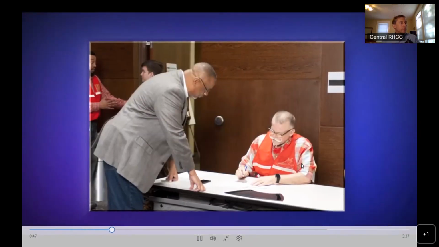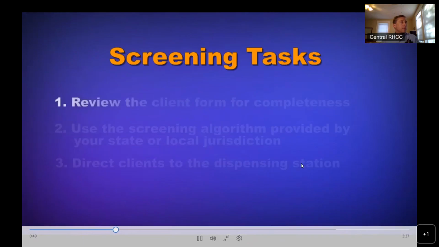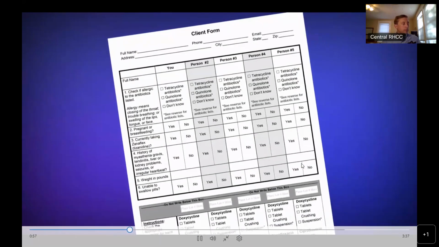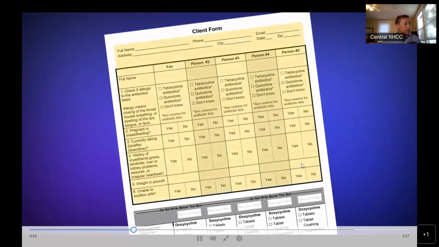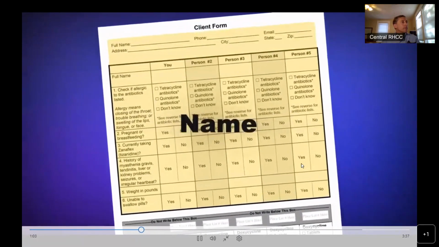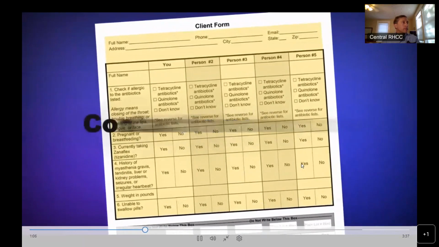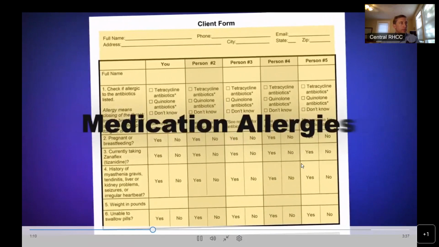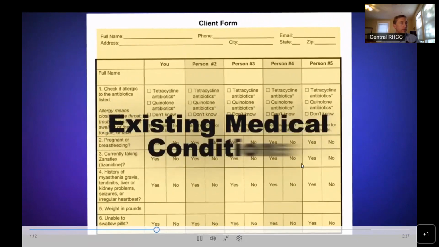As a screener, you'll perform 3 main tasks. Task 1, review the client's form for completeness before determining the appropriate MCM. The form you review will likely be divided into 2 sections. The first section will be filled out by the client, which will require information such as name, contact information, children's weights, current medications, medication allergies, or existing medical conditions.